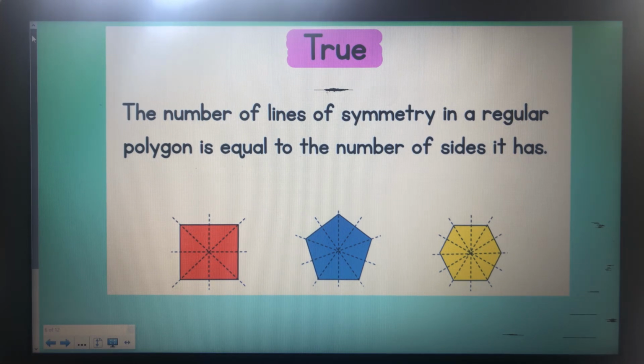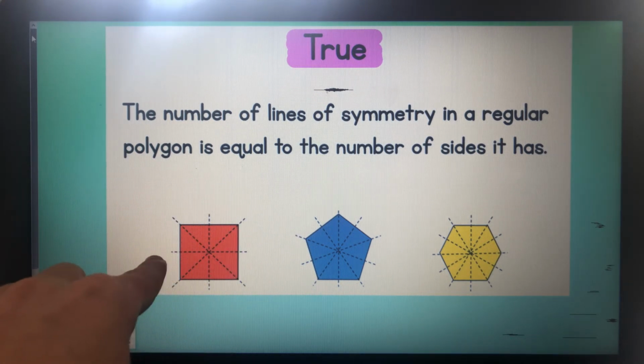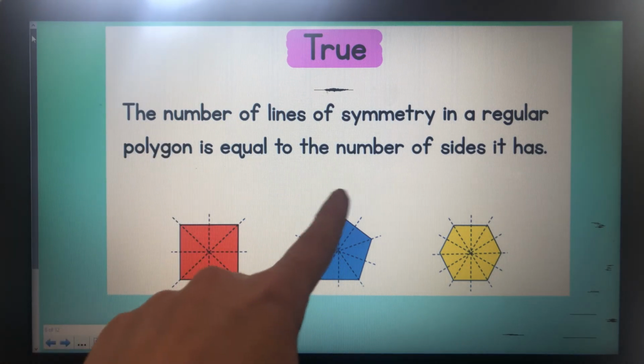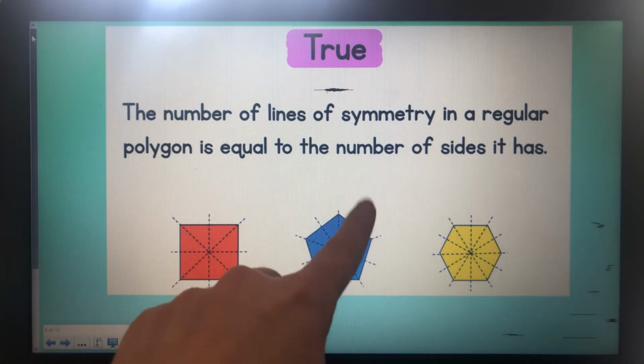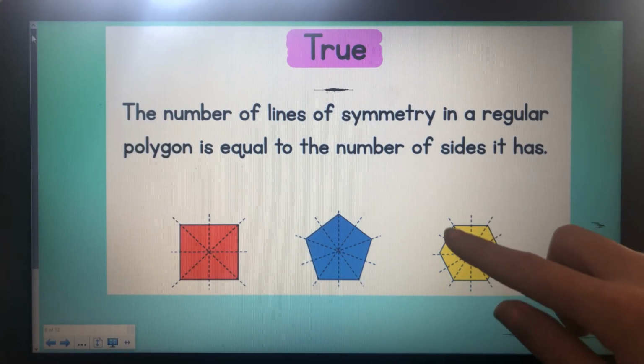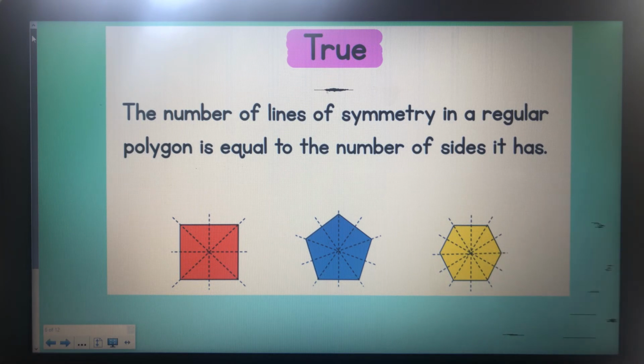A polygon is a 2D shape, snazzy maths words for a 2D shape. Regular means it's uniform, it means it's the same. So regular means it's got the same amount of sides and interior angles. So this has 4 sides and 4 right angles. Pentagon, 5 equal length sides, 5 equal angles on the inside. And a hexagon, 6 equal length sides, 6 equal angles on the inside.